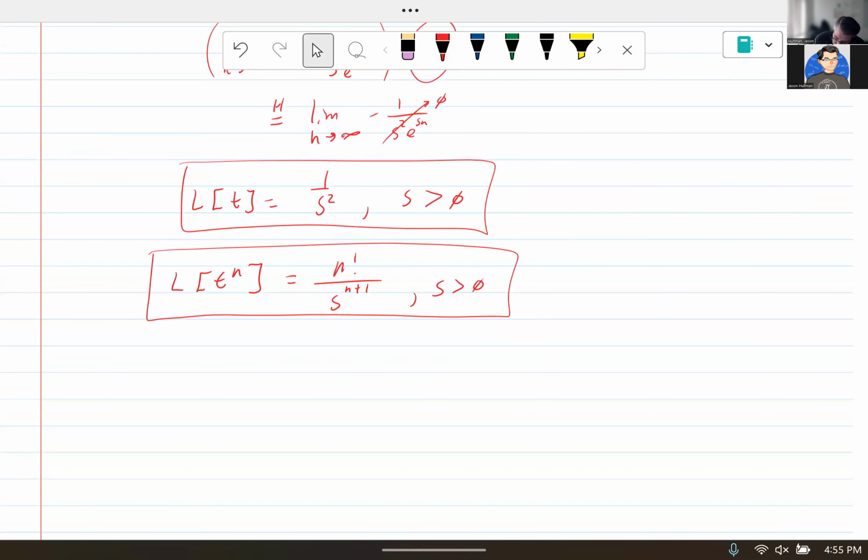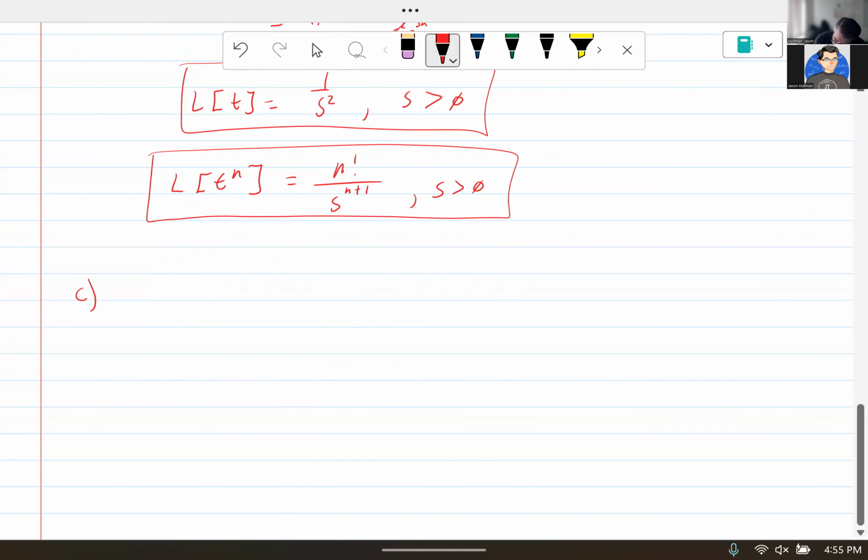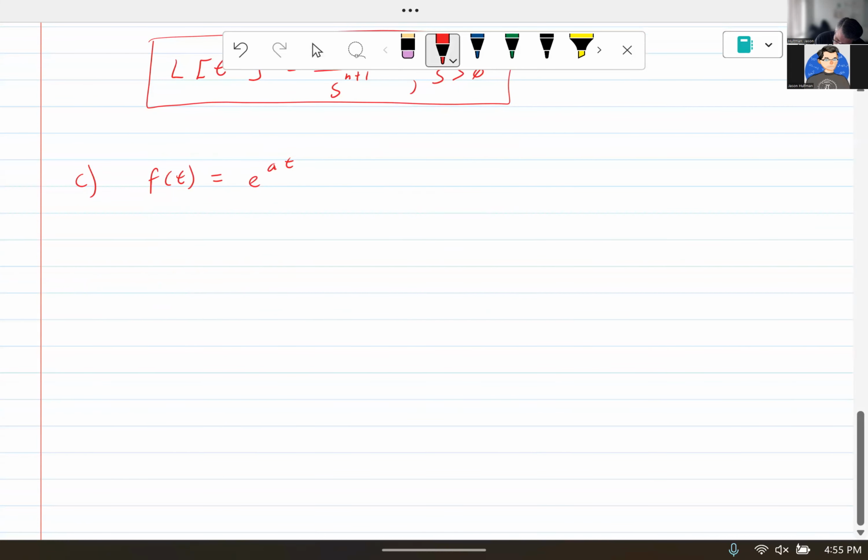Okay, let's look at C here. f of t is equal to e to the at. Let's see what we get when we have an exponential, e to the at. So we want the Laplace transform of e to the at, which equals the integral from 0 to infinity of e to the negative st times e to the at dt.